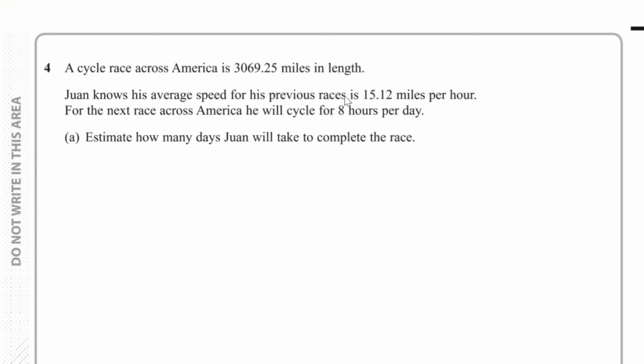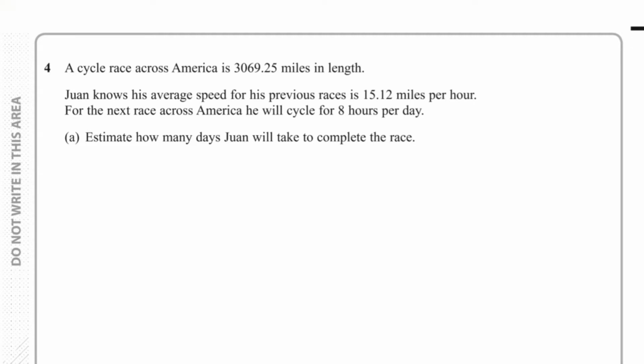Question number 4. A cycle race across America is 3,069.25 miles in length. Juan knows his average speed for his previous races is 15.12 miles per hour. For the next race across America, he will cycle for 8 hours per day, and for part A, we have to estimate how many days Juan will take to complete the race.